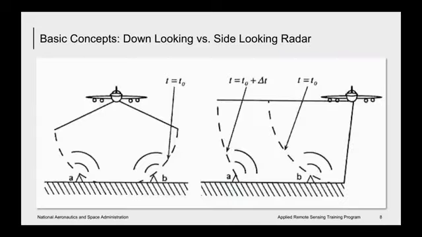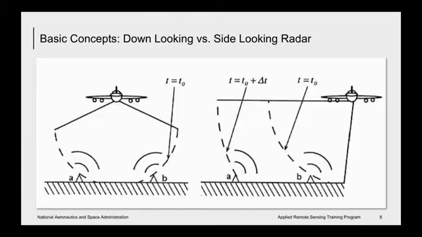So now let's talk about some of the basic concepts of radar. A radar is essentially a ranging or distance measuring device. There are two categories of radars, imaging and non-imaging. Non-imaging is, for example, an altimeter. This webinar series is focused on imaging radars.